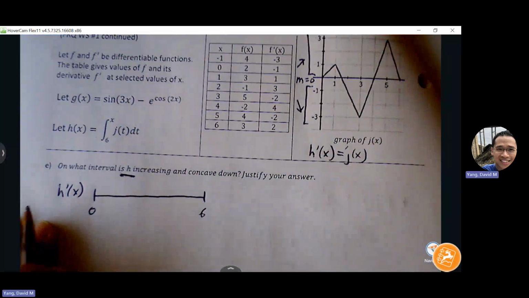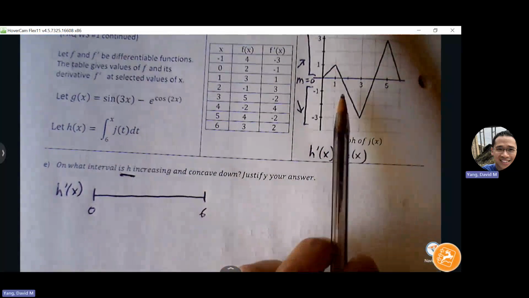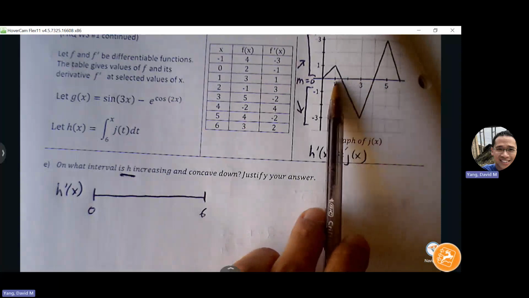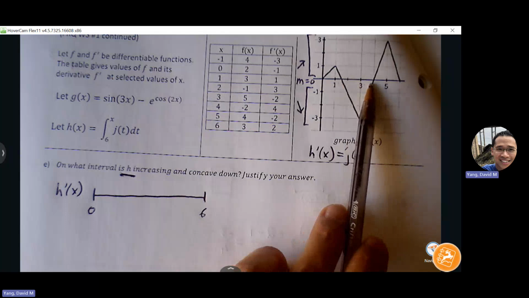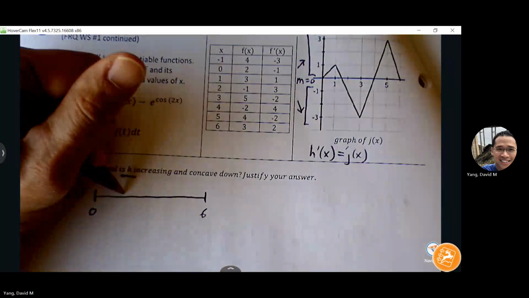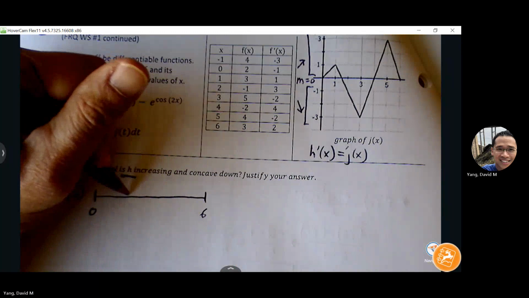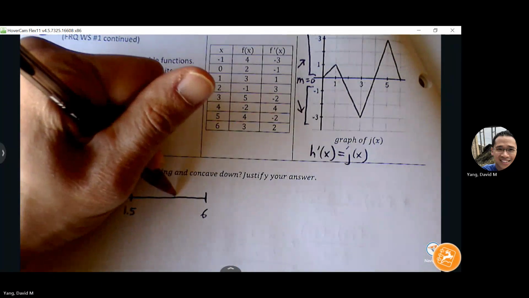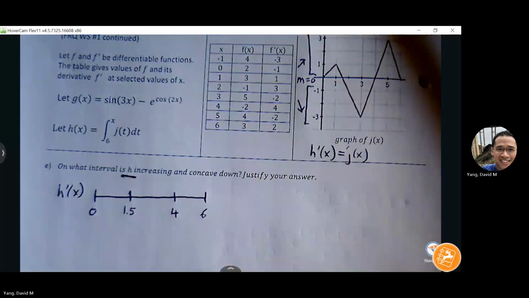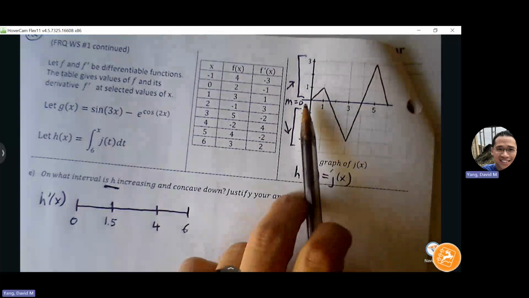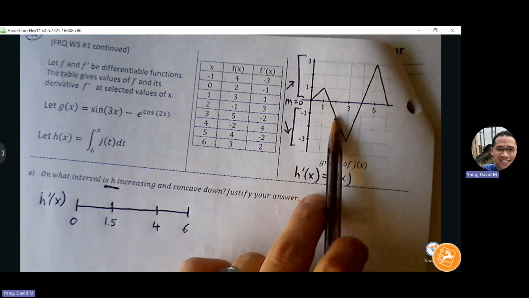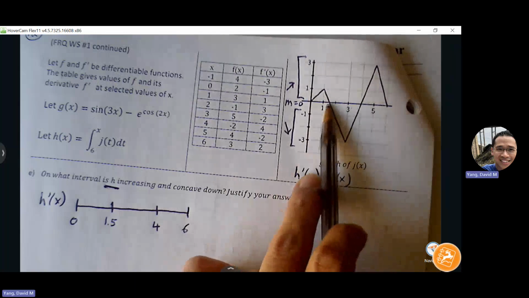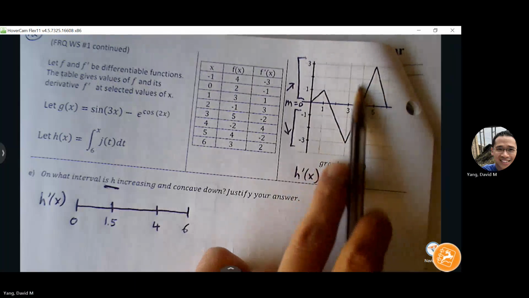So what goes onto my H prime sine line are the slope zeros, all the critical points, all the x-intercepts. So it looks like that's around 1.5, and that's at 4. Above the x-axis means positive slope. Below the x-axis means negative slope. So we start off positive slope, negative slope, positive slope.